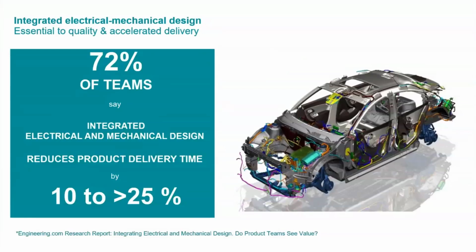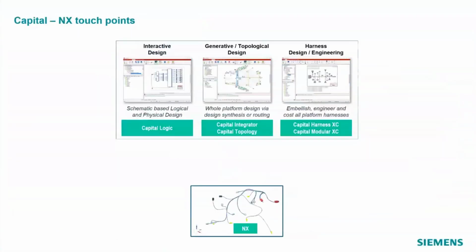So it is essential to obtain seamless integration, enabling ECAD, MCAD co-design across the Xcelerator portfolio. In most design flows, engineers are typically working concurrently on designing the physical harnesses in NX, and electrical connectivity is being defined and designed within Capital.